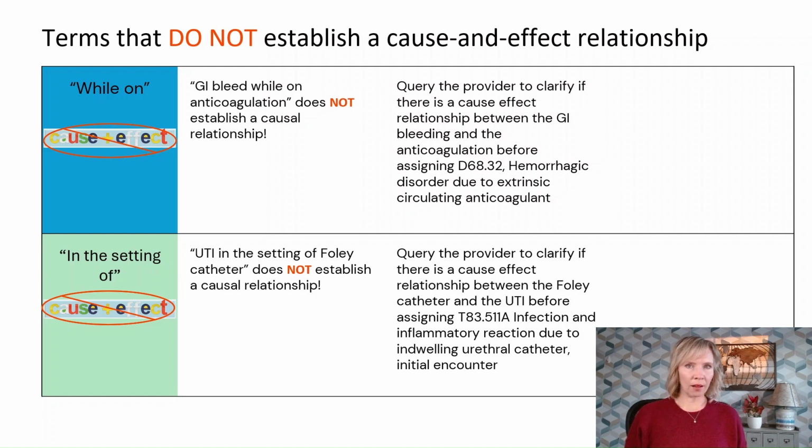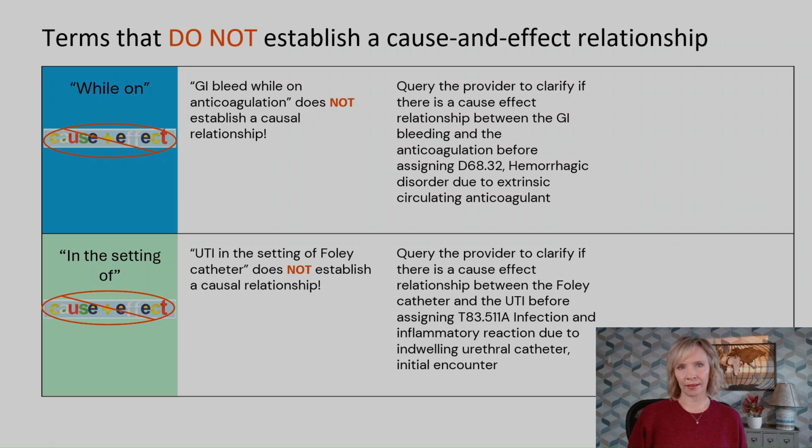GI bleed while on anticoagulation does not necessarily mean that the GI bleed is due to or caused by the medication. It's important to query the provider to clarify if there is a cause-effect relationship between the GI bleeding and the anticoagulation before assigning D68.32, hemorrhagic disorder due to extrinsic circulating anticoagulants.